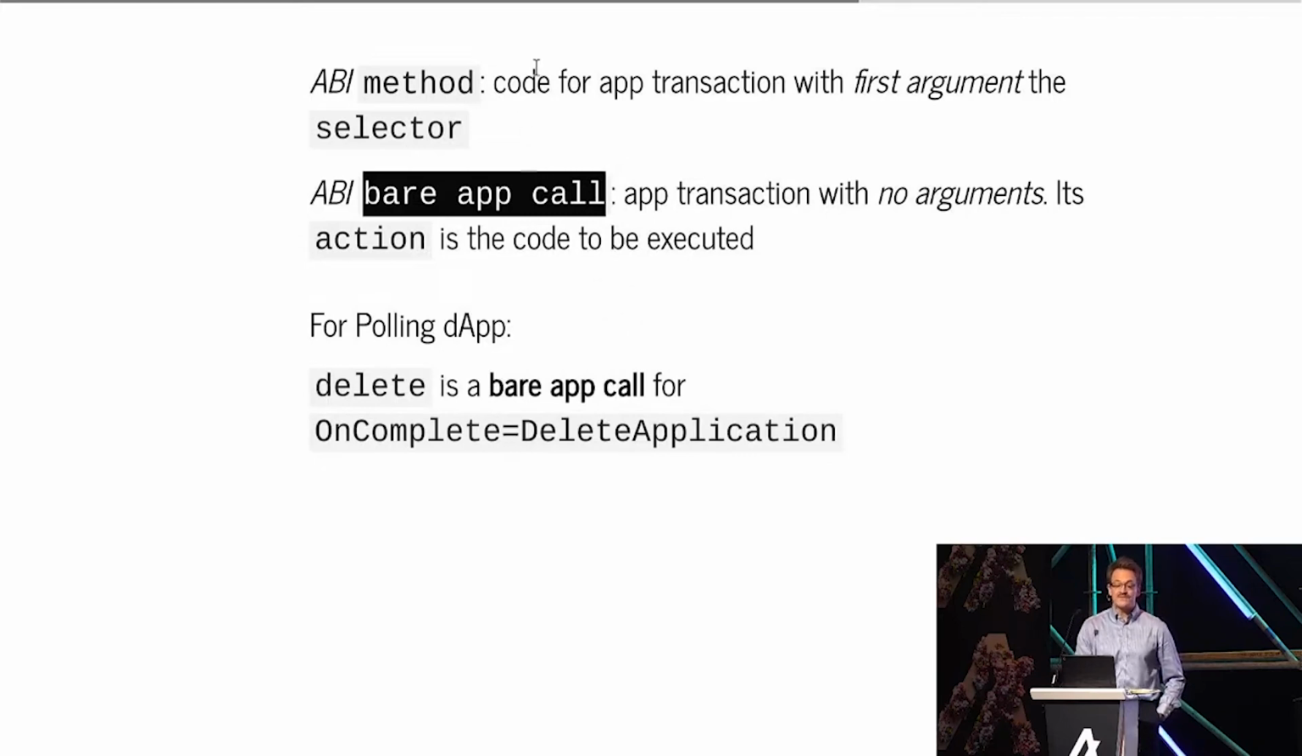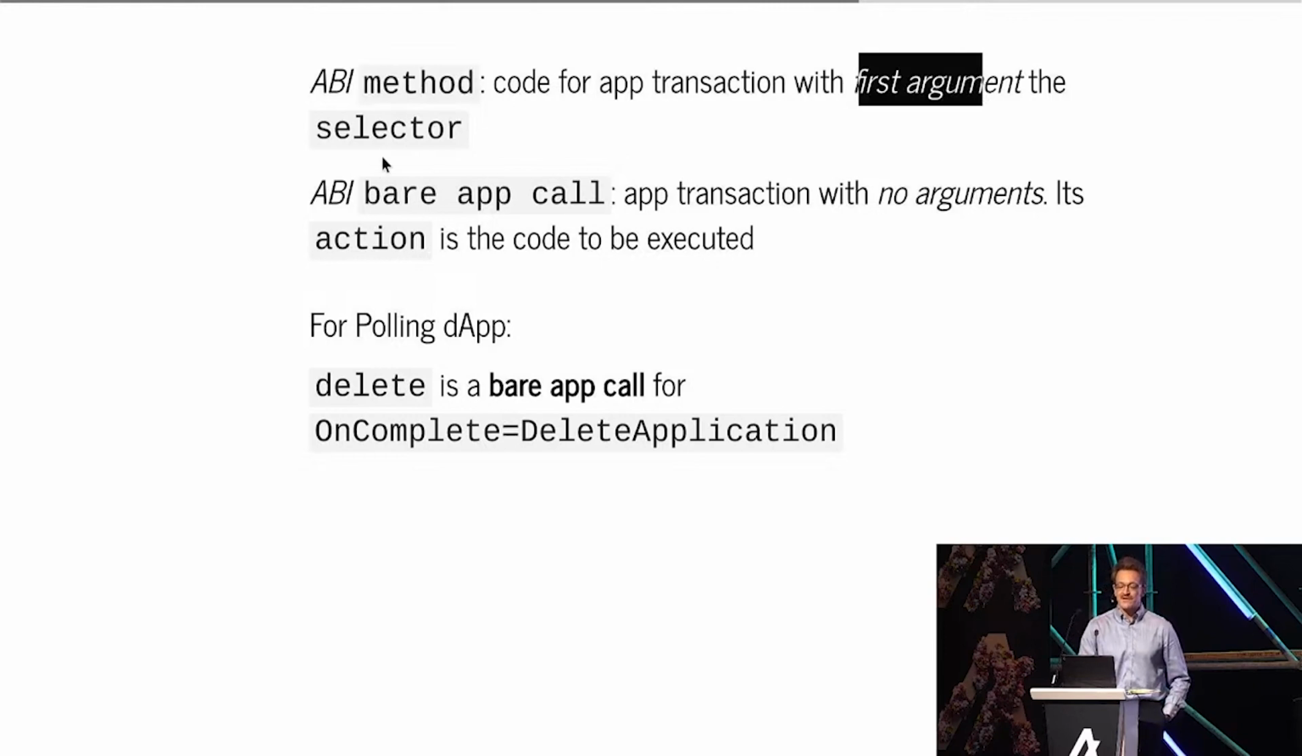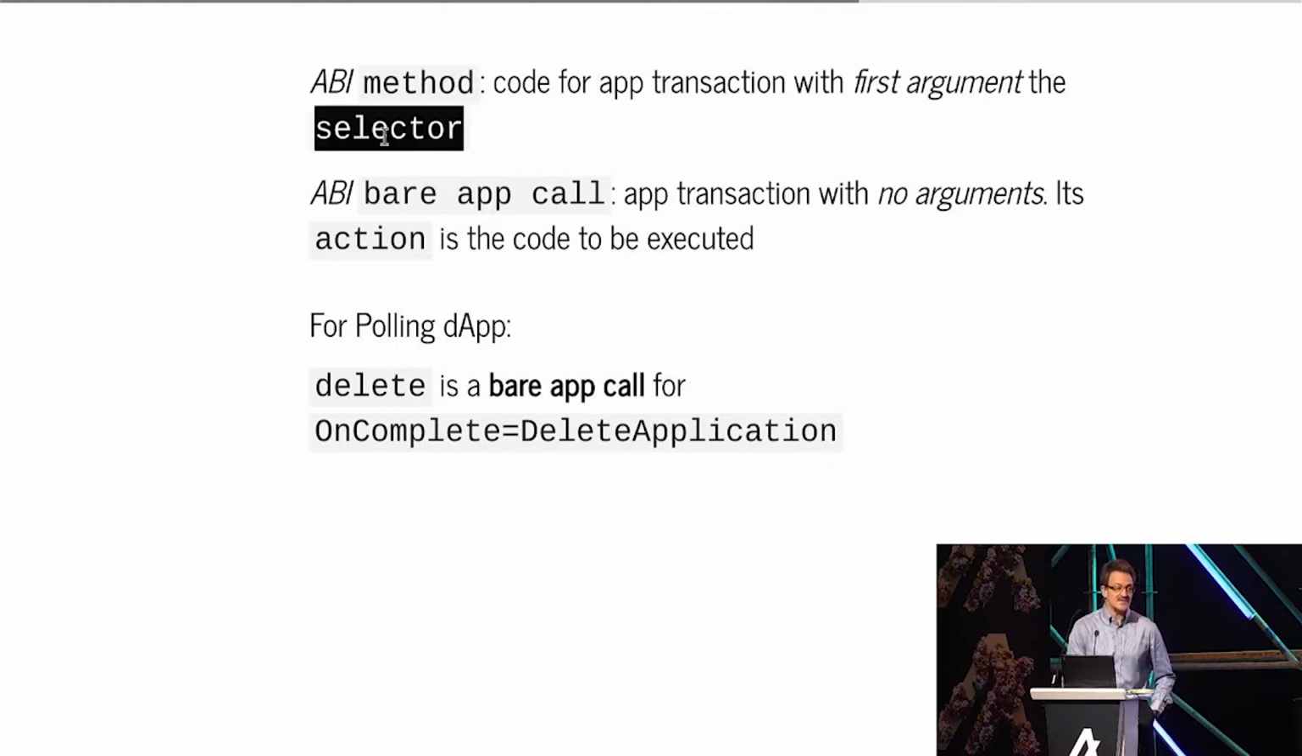However, when you do have arguments, those are called methods, and the ABI says that the very first argument is reserved for the selector, and the selector is a 4-byte sequence which will let the PyTeal program figure out which code actually has to be executed. And we'll actually see an example of that.